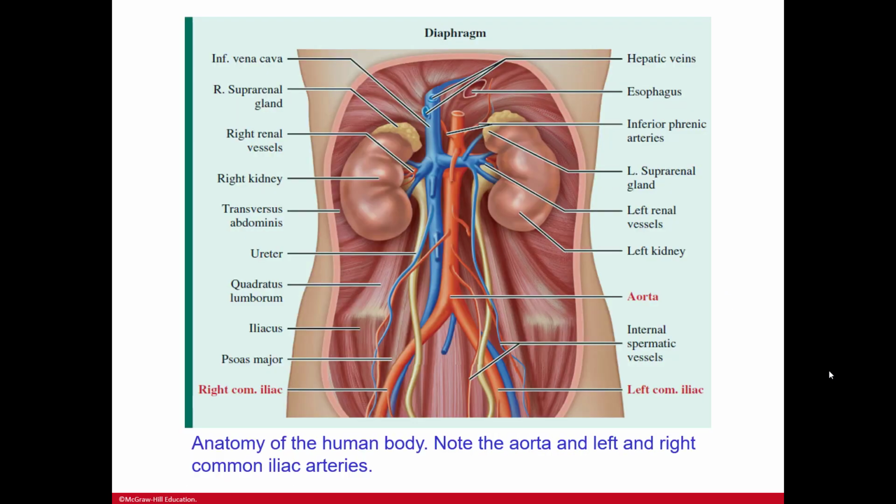And then here is a simplified version of the anatomy of a human body. So here's this red aorta, and all of the little sprigs coming off, as well as the left common iliac and the right common iliac arteries that are split off.